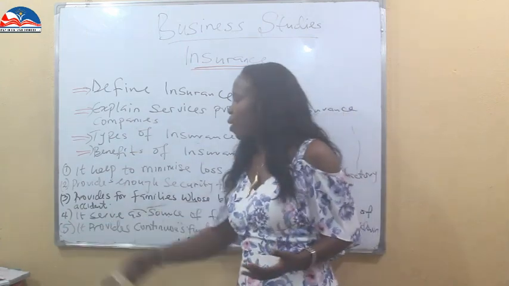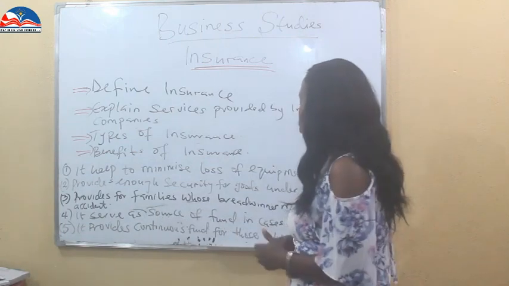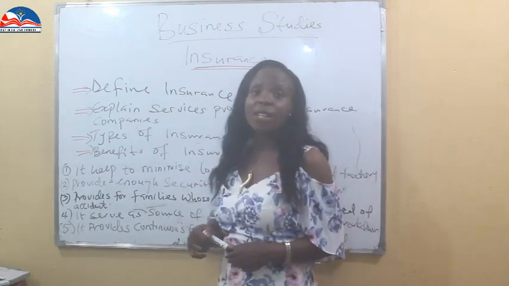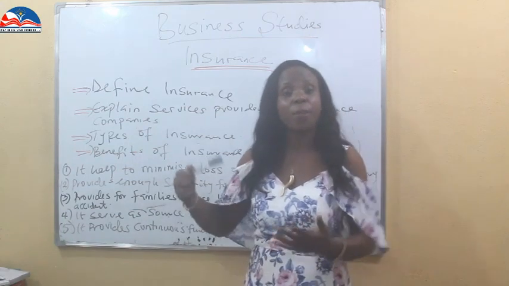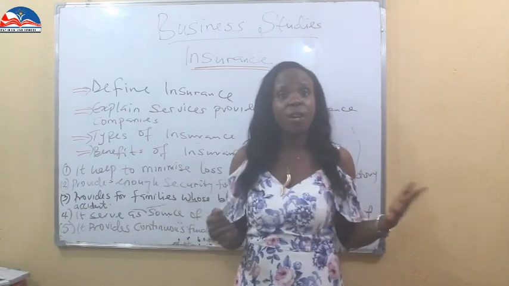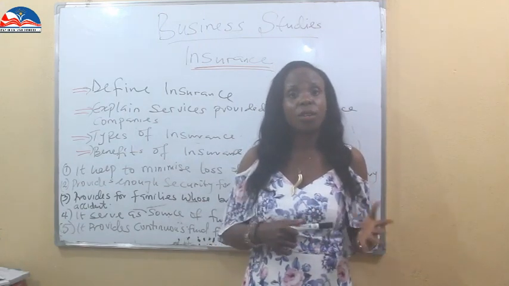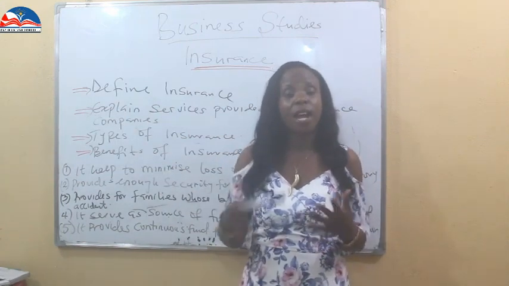And then the final one, because I'm talking about five points, the final one here is to provide continuous funds for those who have retired. Pension funds, where workers are asked to pay a percentage of the salary into. At retirement, they are given a percentage, and every month the rest is shared equally over the months that they are alive, and they are paid monthly.